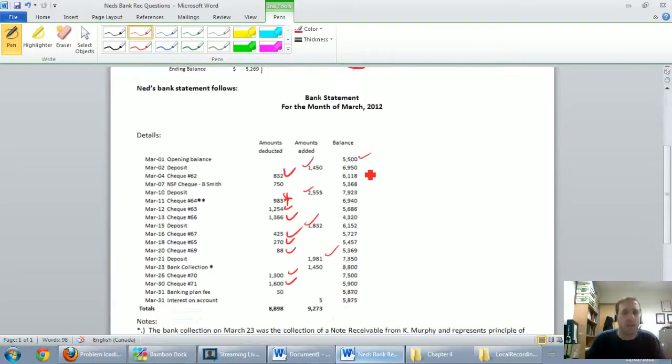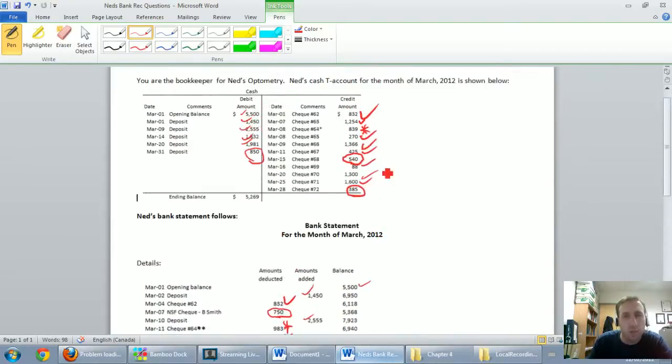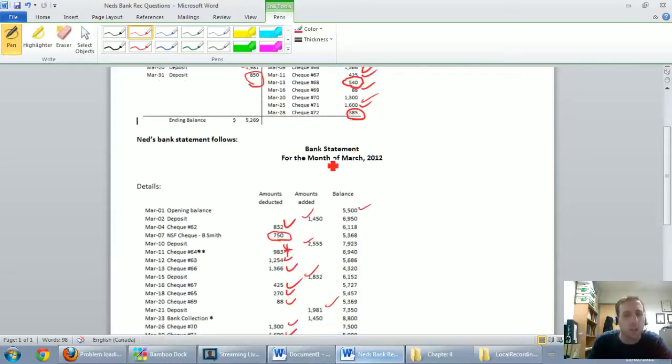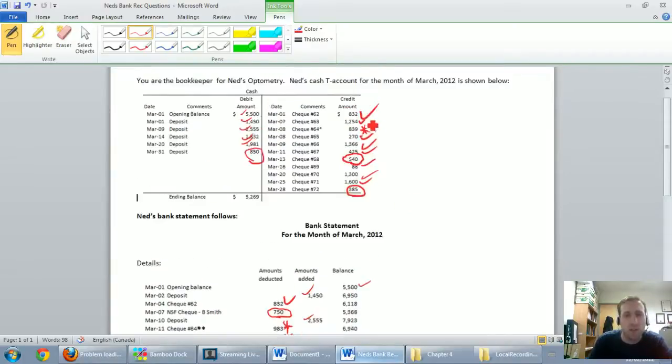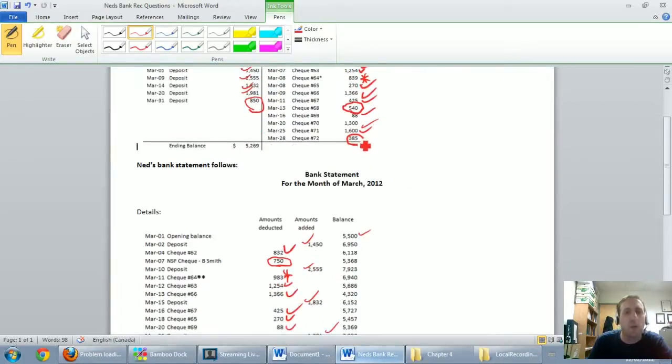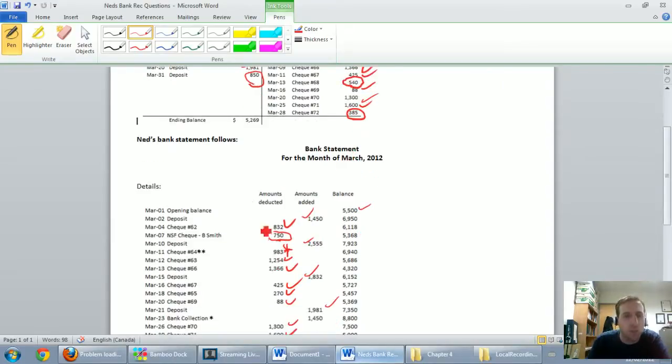I say 5,500, yes, that still matches. 1,450, you can look up and see it still matches. 832, you can see that still matches. NSF check B Smith, 750. That's an amount that appears on my bank statement, but as I scroll up, I don't see it anywhere on my cash T account. So I'm going to have to worry about that. The 983 versus 839 issue, I want to deal with at the end because it's so weird and it's tricky. So we'll just save that for the very last thing we do.